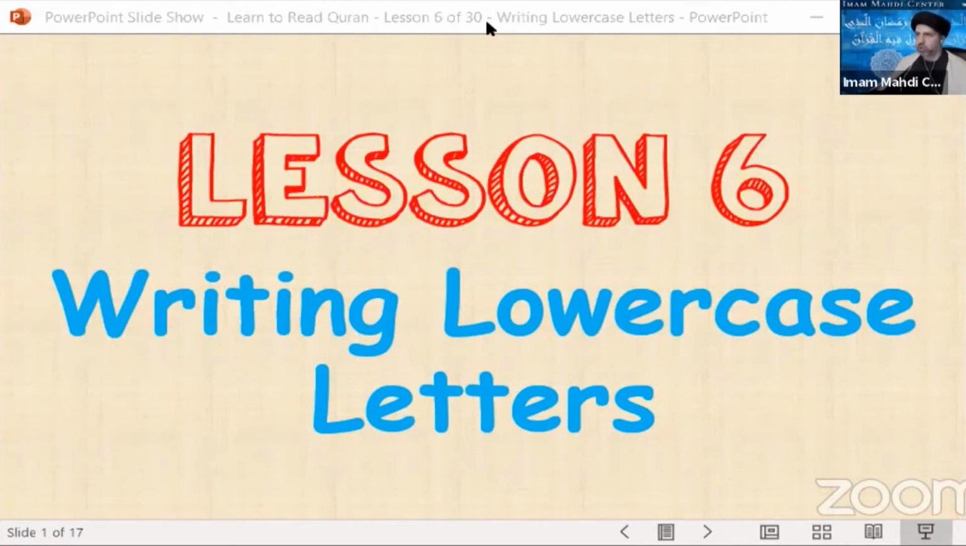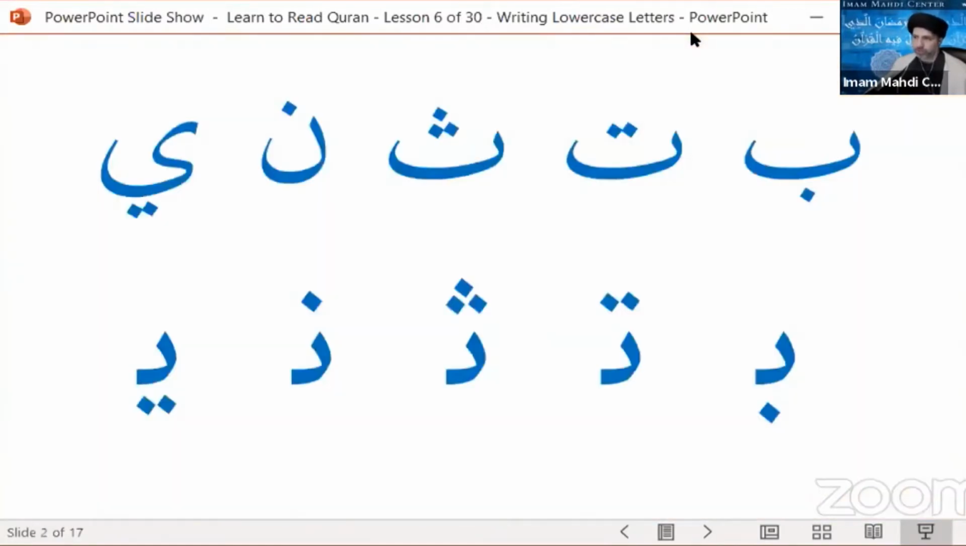Tonight, inshallah, we will continue our discussion on the lowercase letters. In this session, we are going to practice writing the lowercase letters. We practiced writing the uppercase capital letters, and in this lesson, we're going to practice writing the lowercase letters.